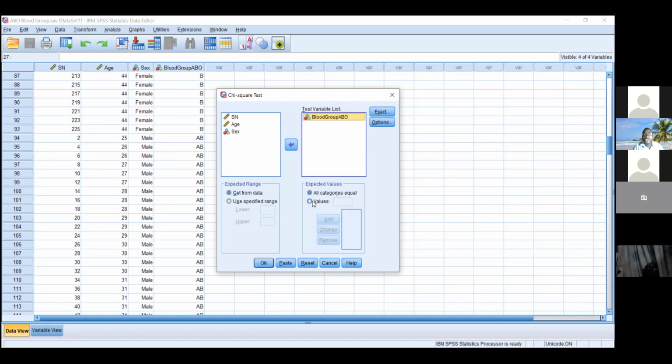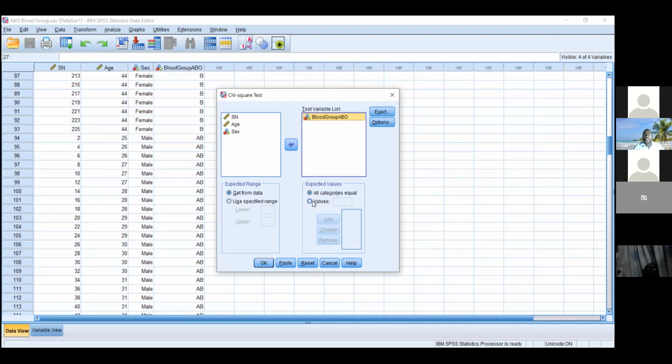But this one is not equal. I said the other time that the expected frequency can be equal or unequal, but in this case it's unequal. If it is equal, by default you just click all categories equal, click OK, and it will run it for you.